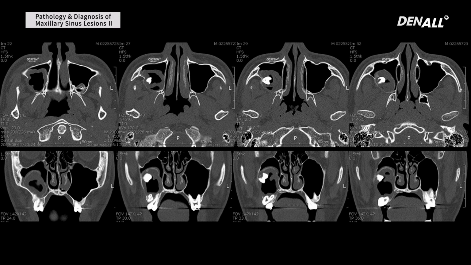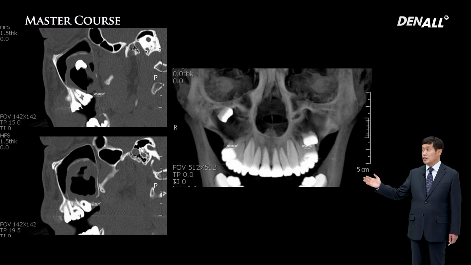If you look at the coronal view or axial view, there's an independent cyst. And within that, you can see a tooth exists. It's a dentigerous cyst. This is a CT scan, and you can see the lesion here.